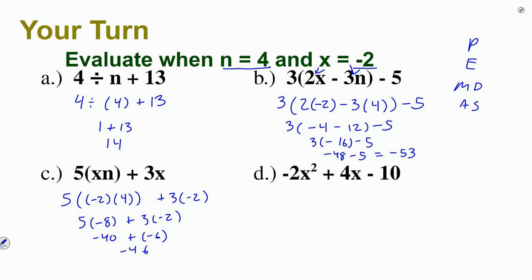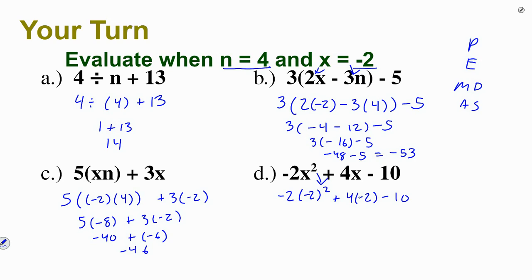Now this last one can be tricky. So I'm going to replace my x with -2. Now this is where parentheses become important. I'm only replacing the x, not the squared. So you see how my squared carries down? Plus 4 times -2 minus 10.